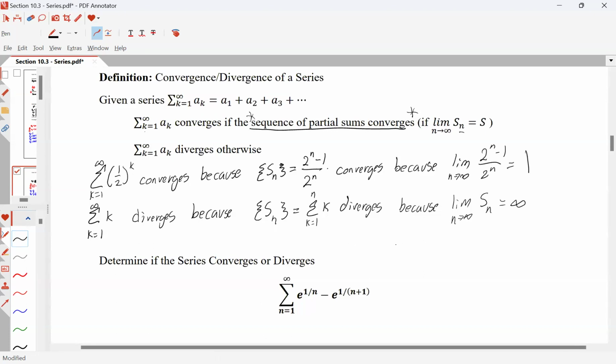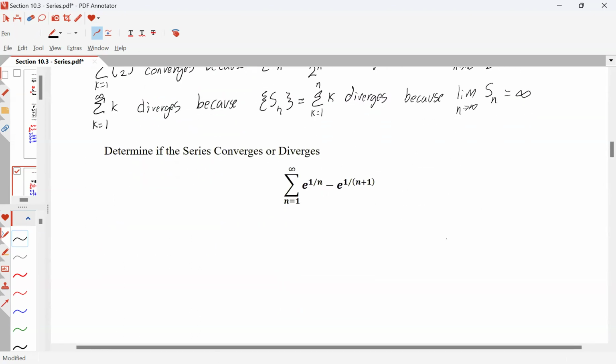But the base definition that we're working with is, if we can look at the sequence of partial sums and figure out if that converges or diverges, then we can tell if the series converges or diverges. So our first example here is the sum n equals 1 to infinity of e to the 1 over n minus e to the 1 over n plus 1.